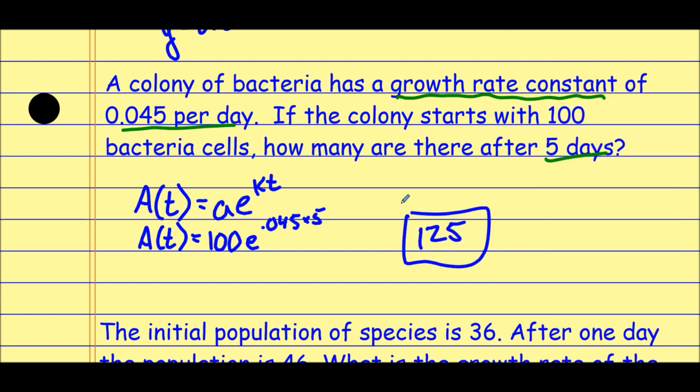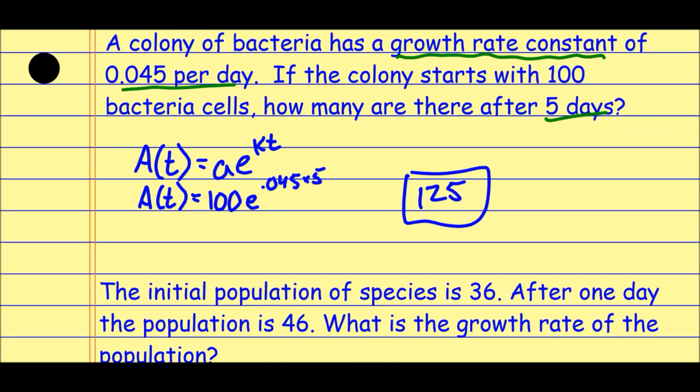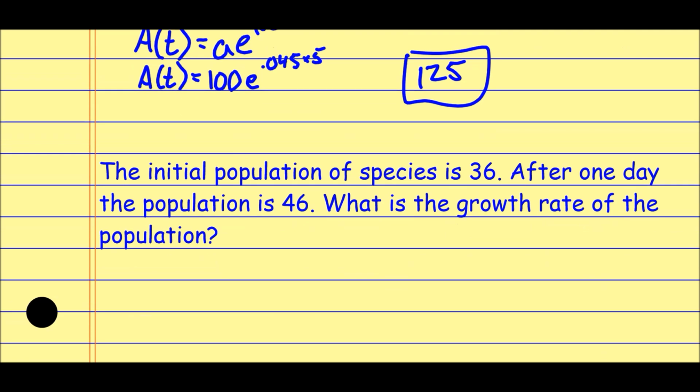And that's it, okay? Make sure I got it. If I look at the next example, it says the initial population of a species is 36. After 1 day, the population is 46. What is the growth rate constant of the population? So remember, the growth rate constant is the k value. So now I know what I'm supposed to be solving for here.